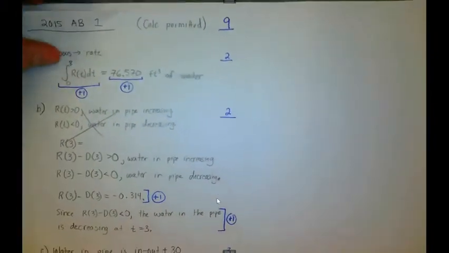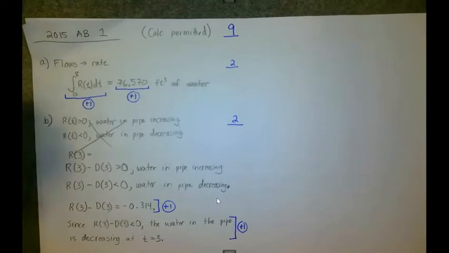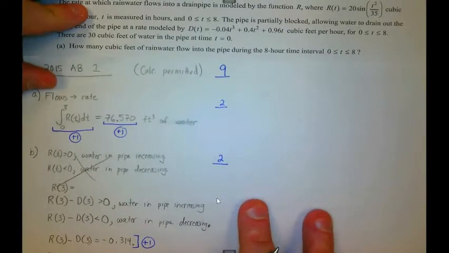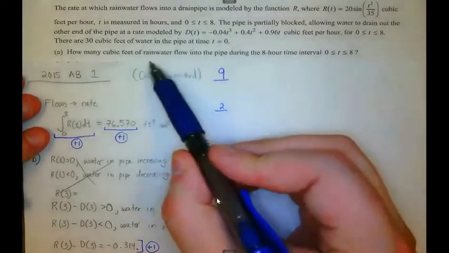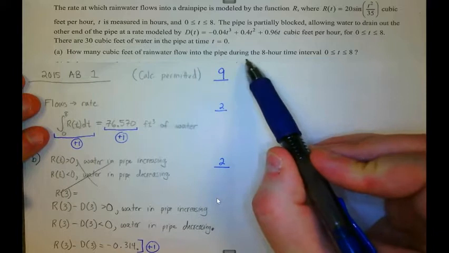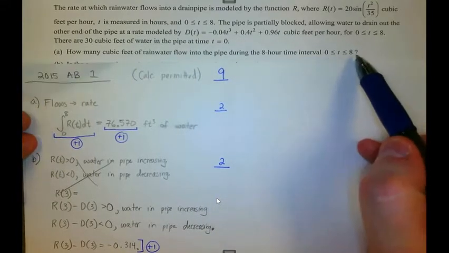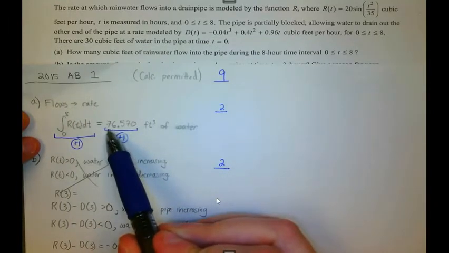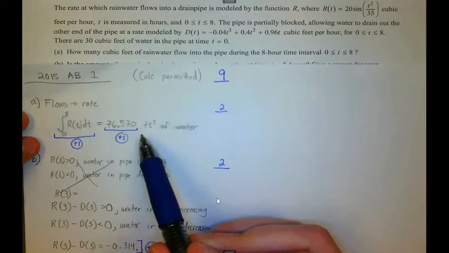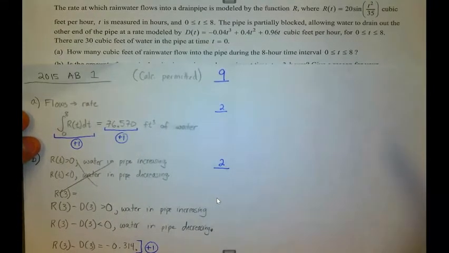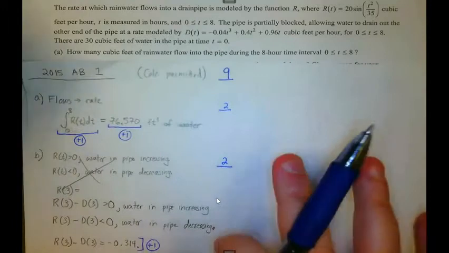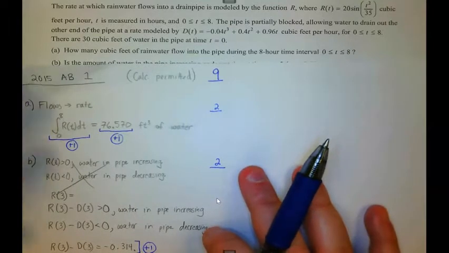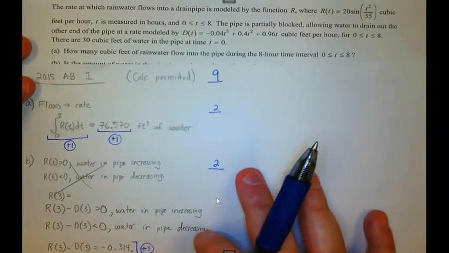So free response questions are always 9 points. Part A is 2 points. In Part A, we're challenged with finding the cubic feet of rainwater that flows into the pipe during the 8-hour time interval, 0 to 8. So that's the definite integral from 0 to 8 of the function r of t. I got 76.570, accurate to 3 decimal places. Units are cubic feet of water. As it turns out, if you look at the scoring guidelines, which we will soon, you didn't actually need units here, but that's okay. It's never wrong to include correct units.